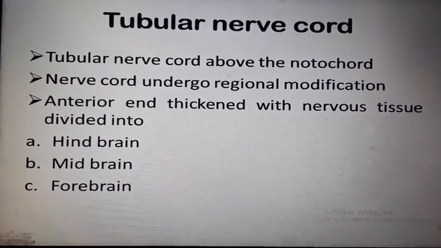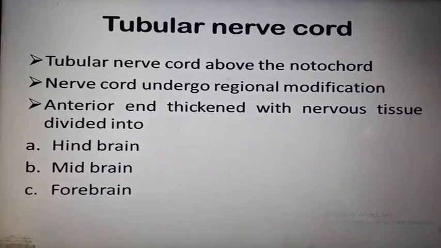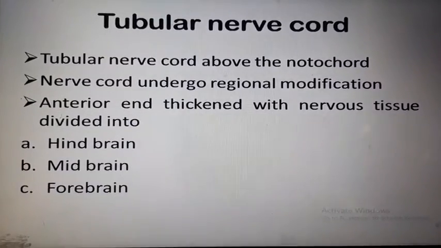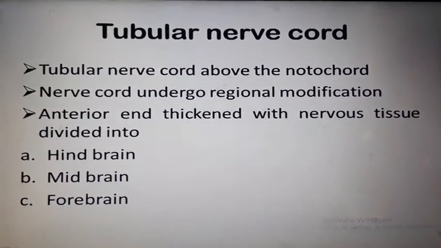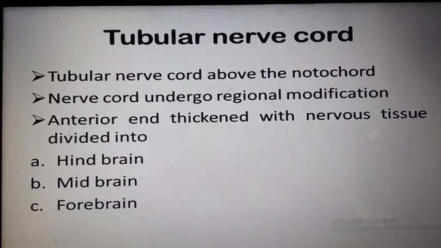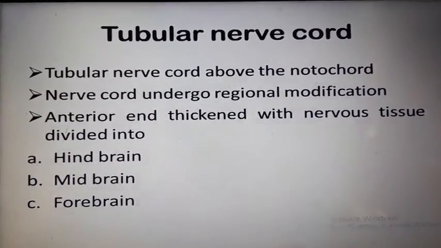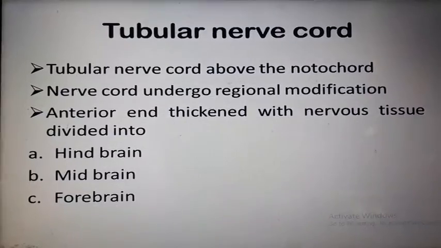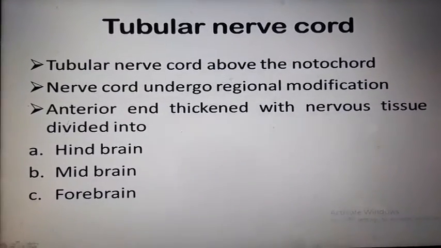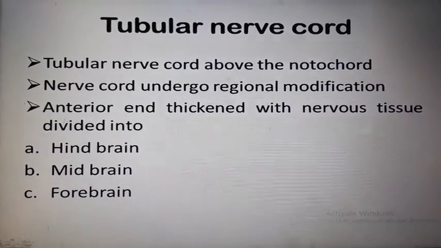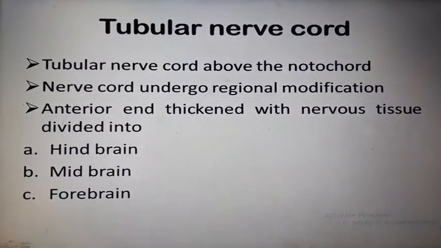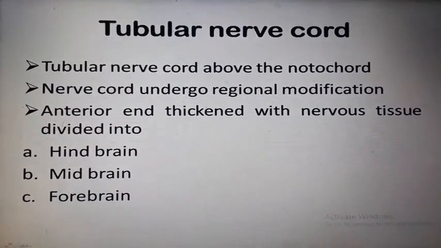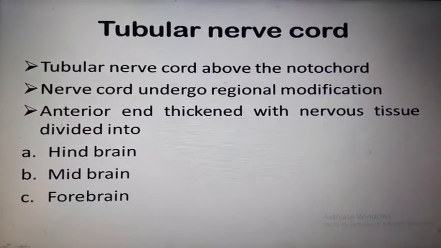With time, the anterior end thickened with nervous tissue, and it is functionally divided into different parts: the hindbrain, midbrain, and forebrain. So, in the sensory world of fast-moving and powerful vertebrates, the anterior sensory receptors became more complex and bilaterally symmetrical. For example, paired structures such as eyes and ears developed to gather information from the outside environment.